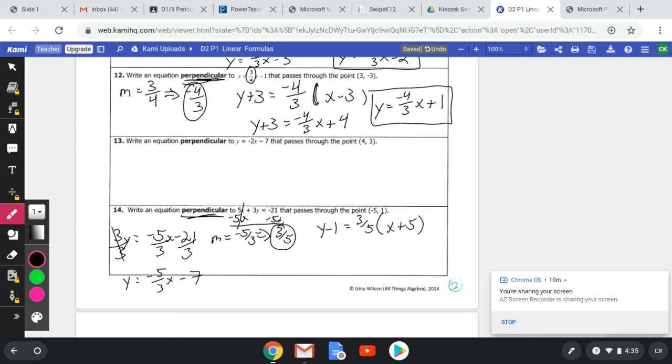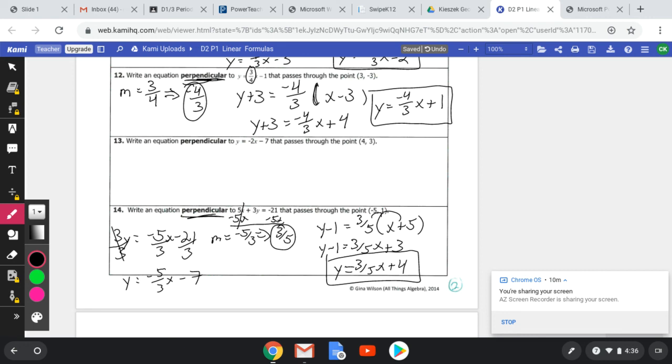Then I'm going to distribute. y minus 1 equals 3/5 x plus 3. Add 1 to both sides. And I get this as my final answer. So that, ladies and gentlemen, is how you write equations given a point and a slope or 2 points, and how to write equations that are parallel or perpendicular to another equation.